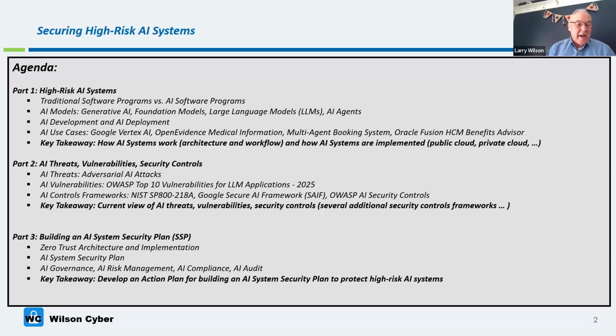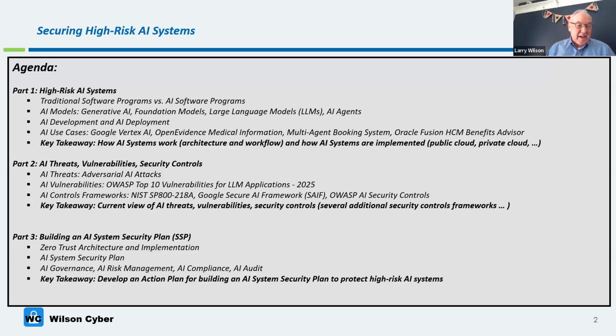The key takeaway is how AI systems work, architecture and workflow, how AI systems are implemented, public cloud, private cloud, etc. Part two are threats, vulnerabilities, and security controls. Threats are adversarial AI attacks. Vulnerabilities are based on the OWASP Top 10 Vulnerabilities for LLM Applications 2025, which was published last March. So I'm assuming that the 2026 version will be published this coming March.